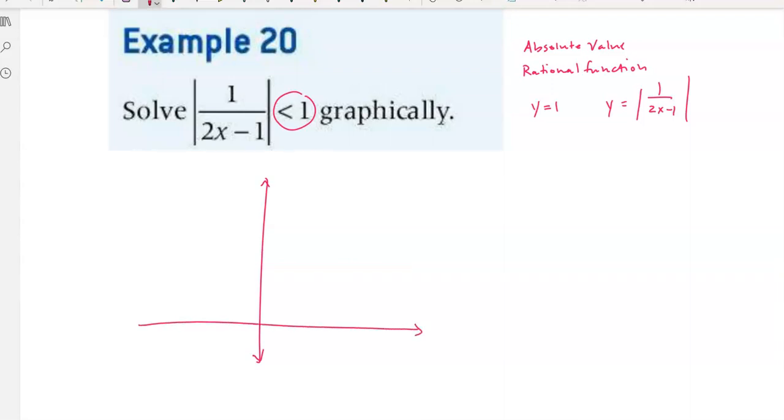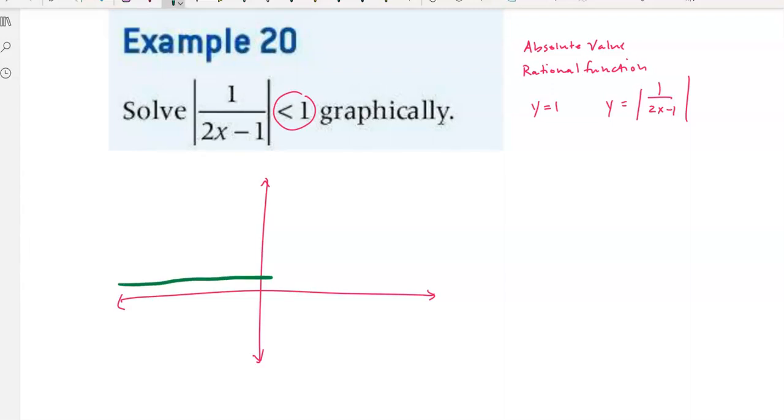Look at right here. Okay, that's good. Y equals 1. Let's draw that horizontal line. Hey, you got half of it done.